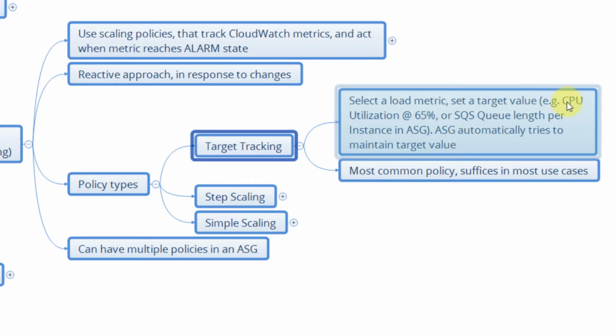So for example, if you want to maintain CPU utilization at 65% or the SQS queue length per instance to be a certain number, the instances are automatically scaled up and down to try and maintain this target. This is the policy that is most commonly used, and it suffices in most cases.